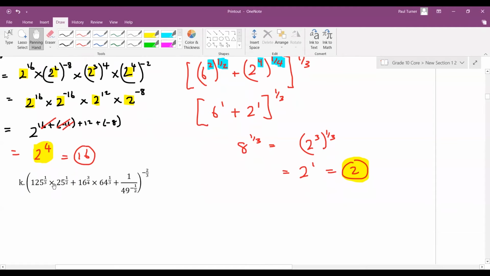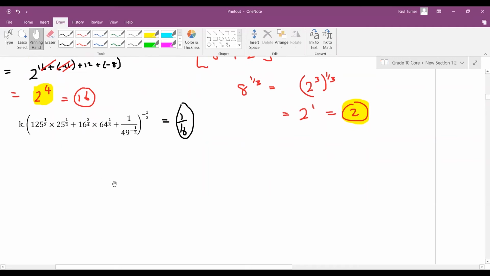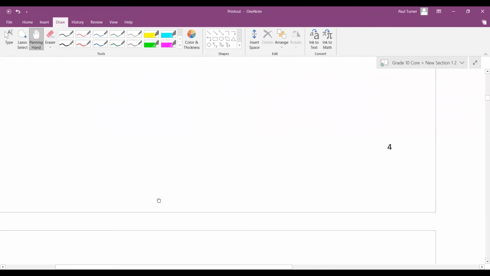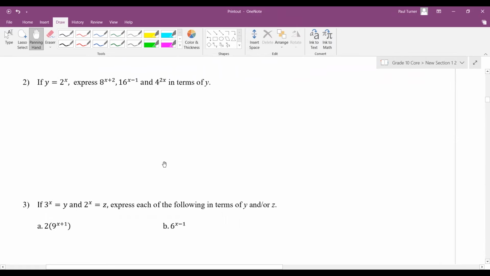But in that one, we would make everything base 5, base 2, base 4, and base 7. Try that if you want a bit of a challenge, and you get 1 on 16 for the answer. We won't spend time on that because I think it will take too long to go through. But you can try that yourself, and I can send you the answer later if you want to see the solution. That's K.